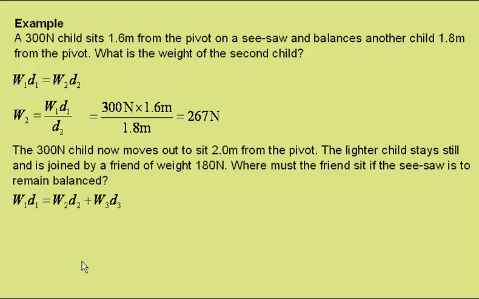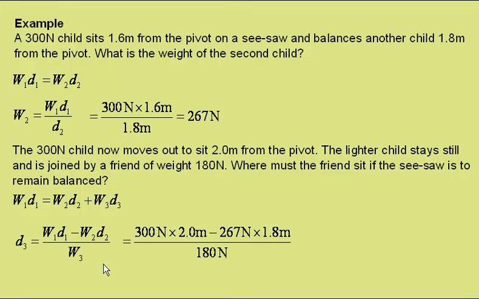Well, now the moment of the 300 newton child on one side of the seesaw must equal the sum of the moments of the second and third child. We want to find d3, the distance of the third child from the pivot, so we can rearrange this formula to give d3 being equal to the moment of the first child minus the moment of the second child, divided by the weight of the third child.